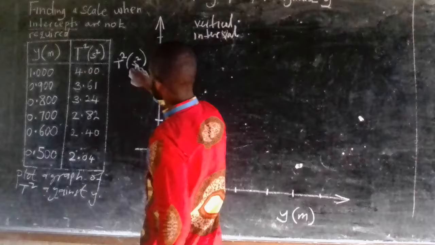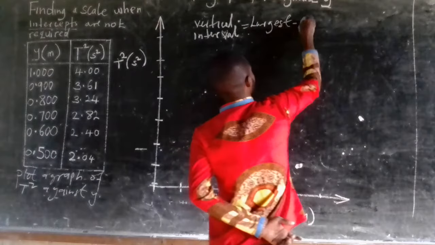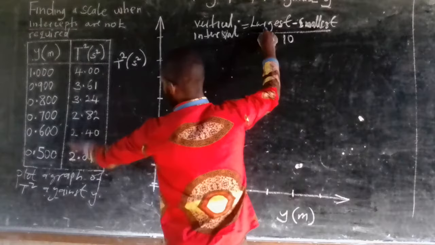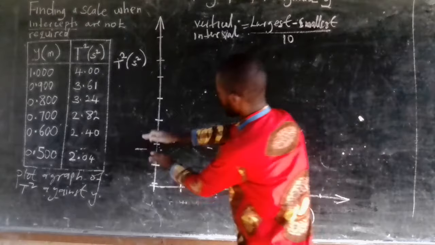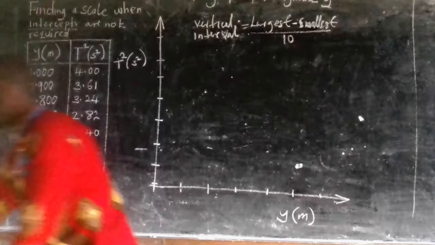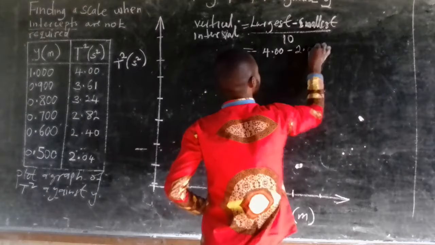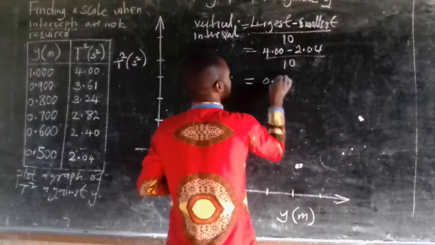So we get the largest minus the smallest divided by 10. Here, whenever you are budgeting for vertical interval, you get the largest value within that column minus the smallest within this column, then you divide it by 10 gaps, which means we are planning for 10 intervals. Now, you will always get your calculator and substitute. So the largest is this, minus smallest, divided by 10, and you put it in your calculator, you have 0.196. That is your interval for this big gap.